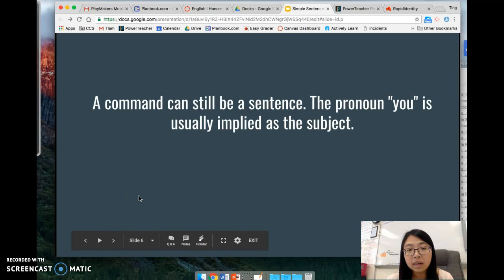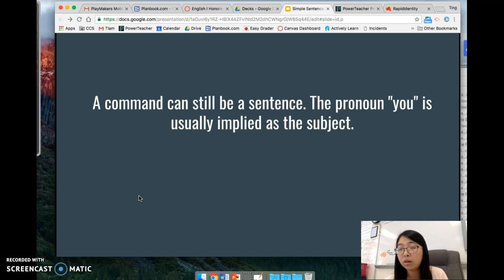A command can still be a sentence. So you're writing down command where you see that blank. A command is basically when you're ordering someone to do something. So when you're ordering someone to do something, then the pronoun is going to be you. It's going to be whoever you are talking to, whoever you want to do that action.